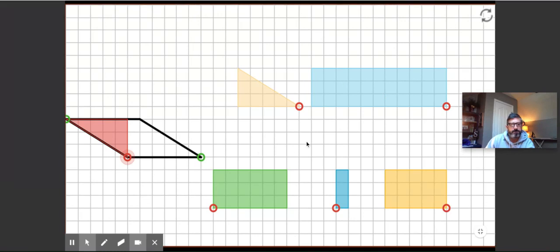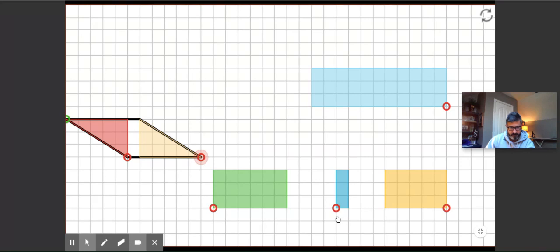Which one of those other shapes do you think? The yellow? Yeah, the yellow. Which yellow? The triangle or the rectangle? Triangle. That's right. So what shape do you think will fit in this little bitty sliver here?